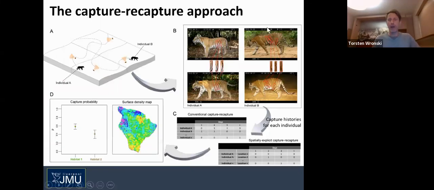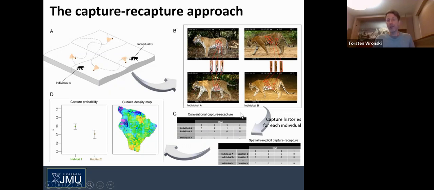Here another example of a species which has natural markings. The tigers have individual stripe patterns on both sides, and establishing now the grid, the camera trapping grid with the squares, one camera in each square, we can get very detailed information about the movement patterns and the habitat choice of the tigers, for example, their home range size.